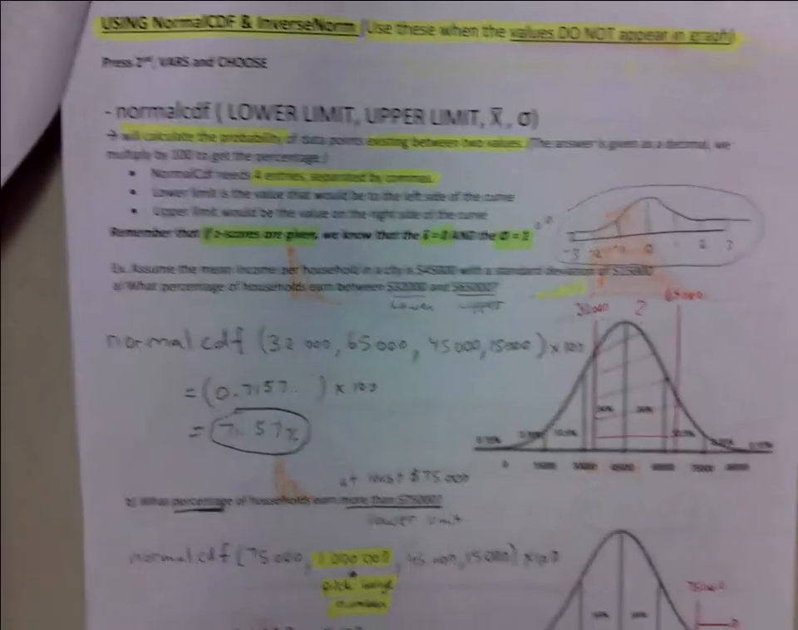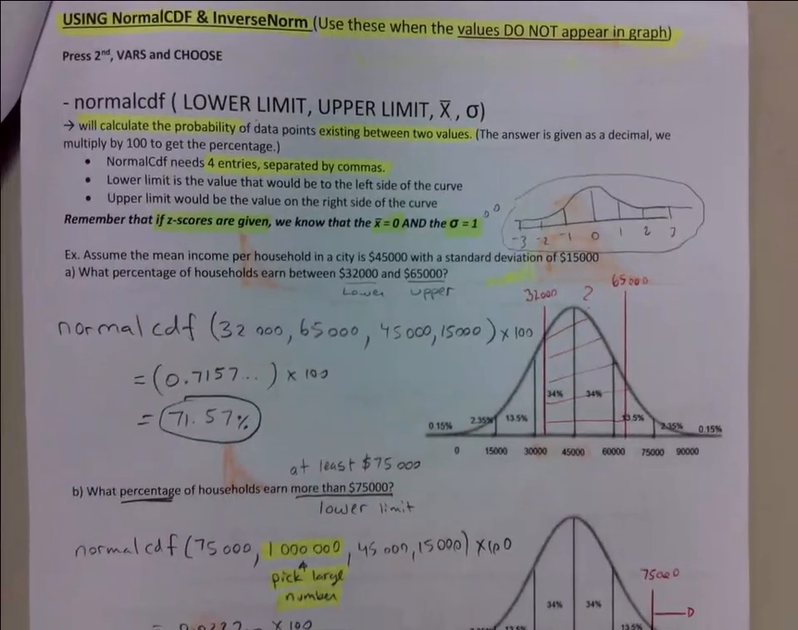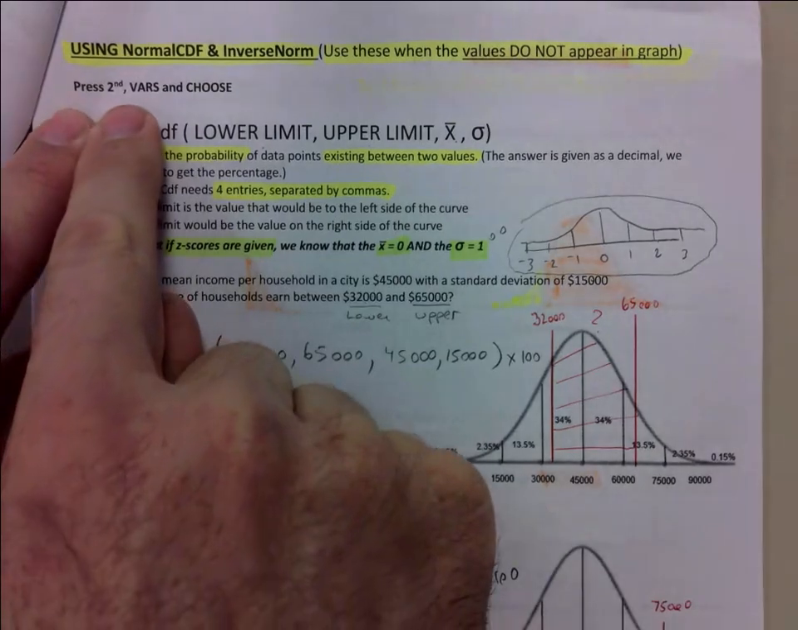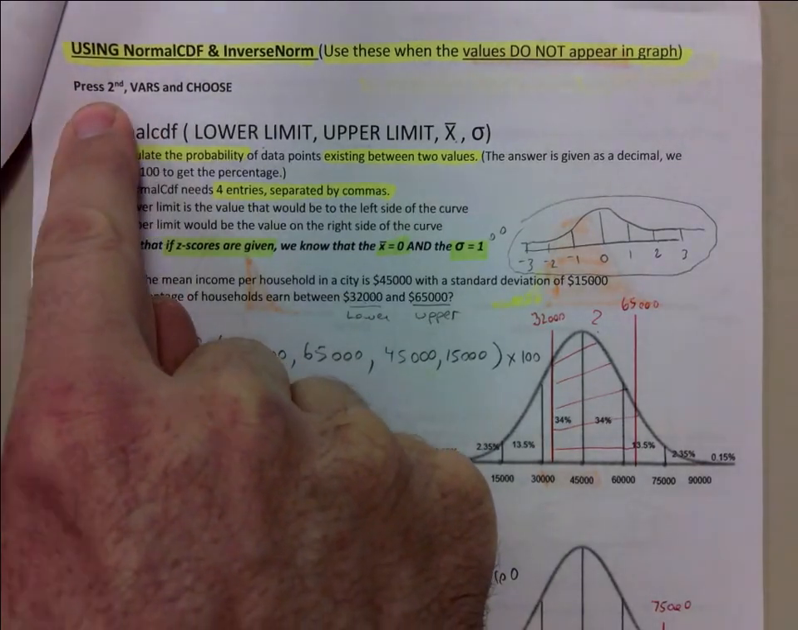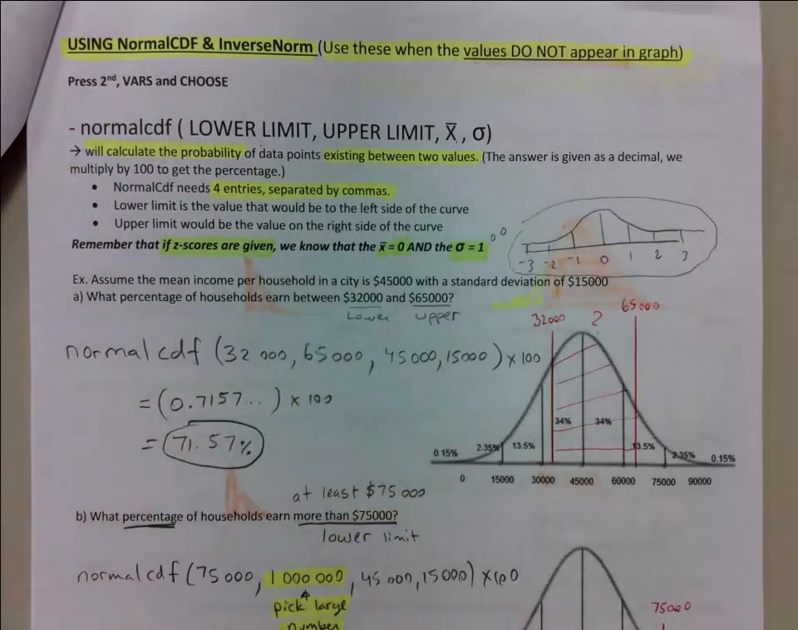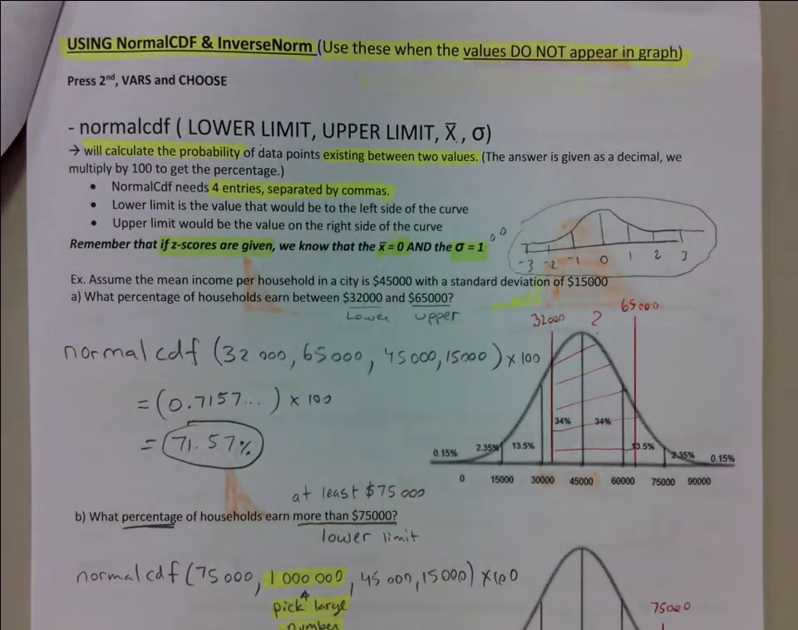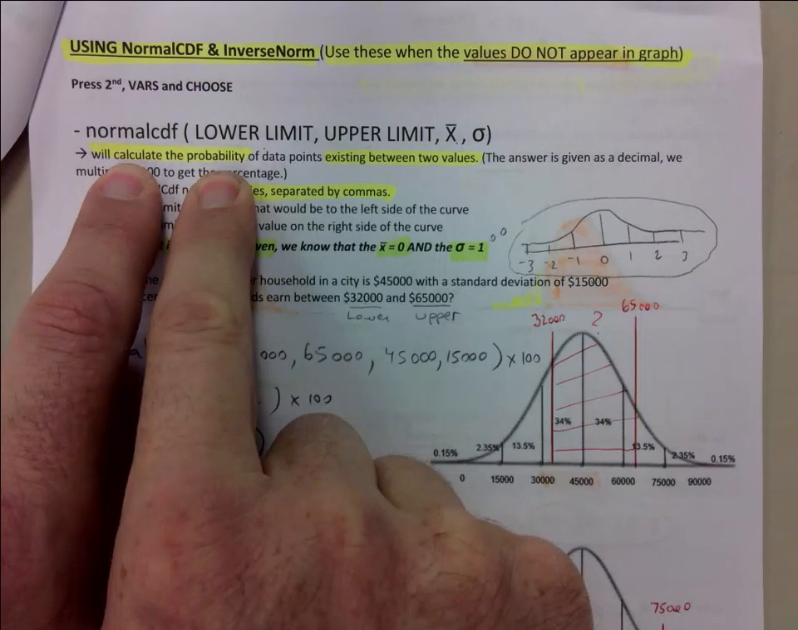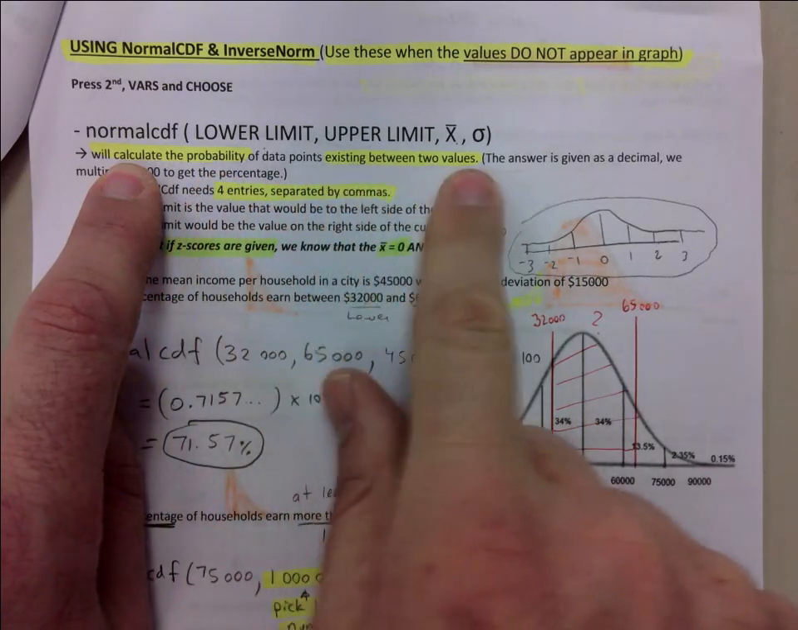So just a recap real quick. A couple things that you need to know about Normalcdf. I feel like most of you need to tell yourselves how to access it. Second vars is what you press to either access Normalcdf or Invnorm. Normalcdf, what does it do? It calculates a probability under the curve between two values.